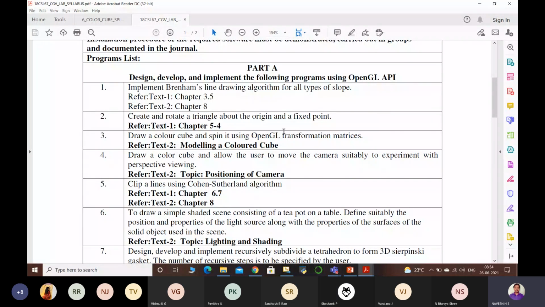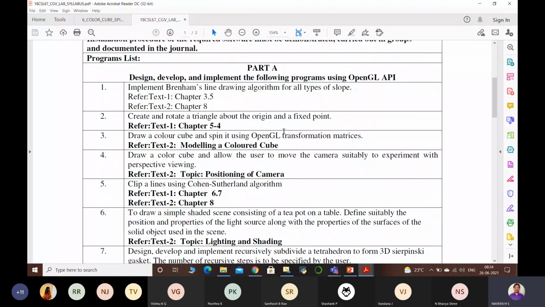Good morning, students. Today we are going to discuss the lab programs, third and fourth. Both are similar. There is a slight change in the code, only a few lines. I will tell you what those are and how the third and fourth programs differ.